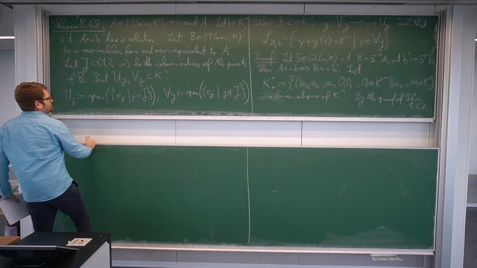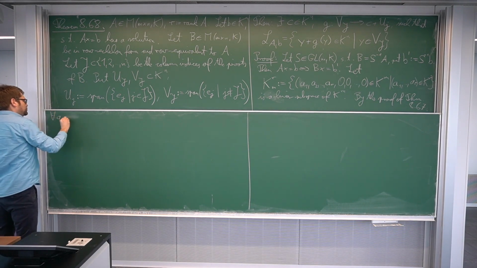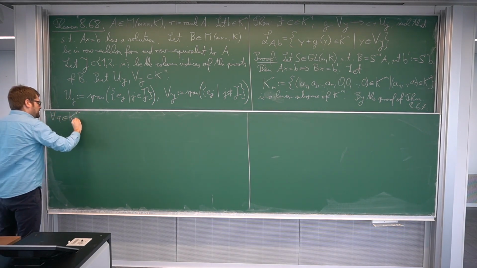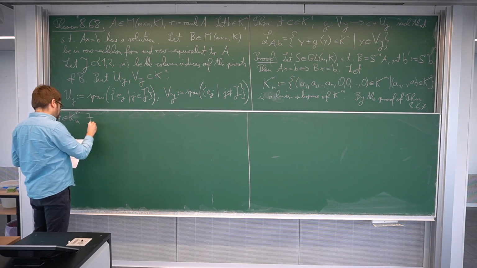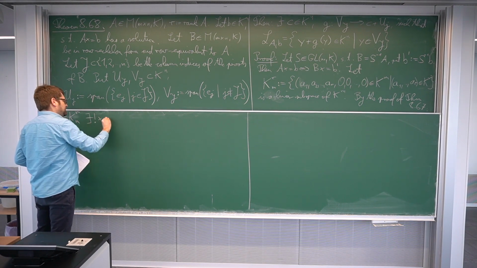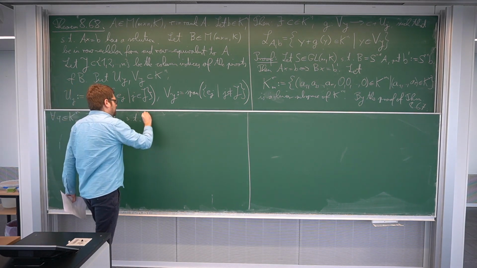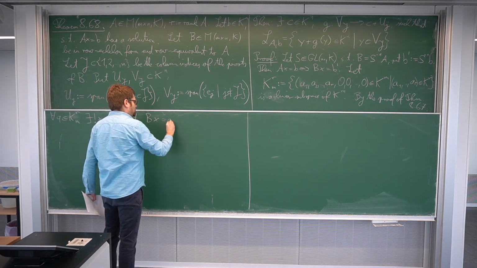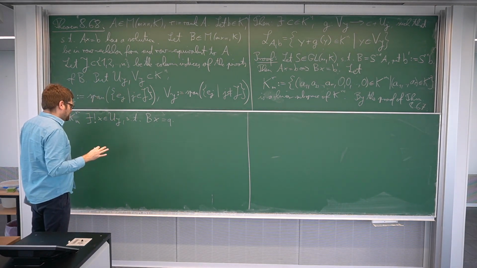If we take some element of this space Krm, so for all, let's call them Q in Krm, there exists a unique element X in Uj such that Bx is equal to Q. Right? This was the proof of the previous theorem.